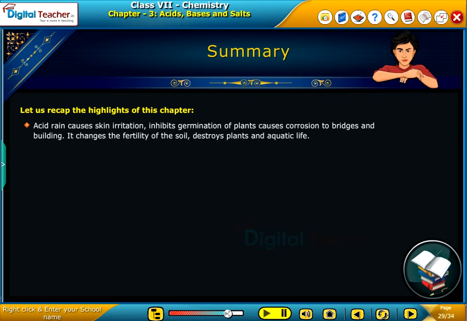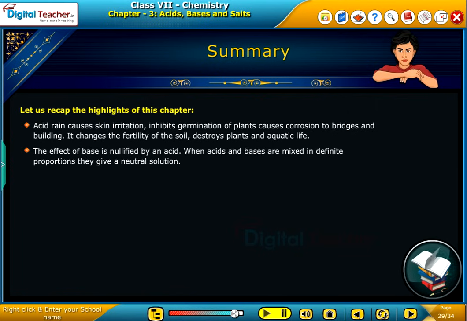Acid rain causes skin irritation, inhibits germination of plants, causes corrosion to bridges and building. It changes the fertility of the soil, destroys plants and aquatic life. The effect of base is nullified by an acid. When acids and bases are mixed in definite proportions, they give a neutral solution.